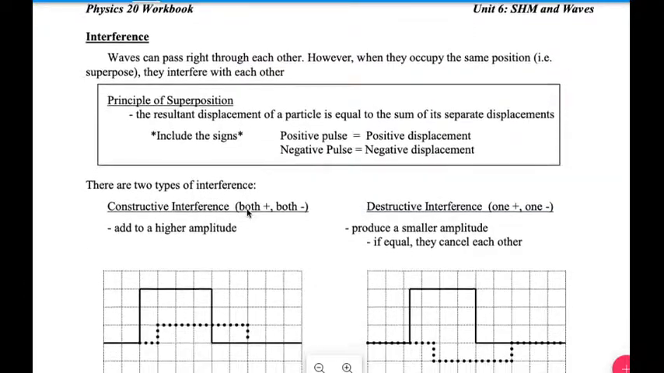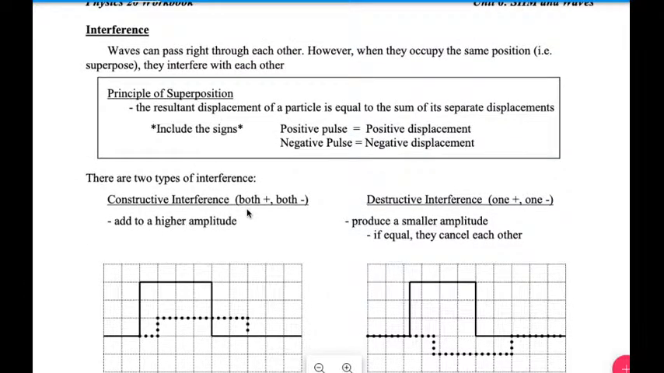All right, so that was our wave reflection component. Now wave interference. So interference is really important with waves. Waves can pass right through each other, but when they do occupy the same position, they interfere with each other. So this interference is what we're going to focus on here.